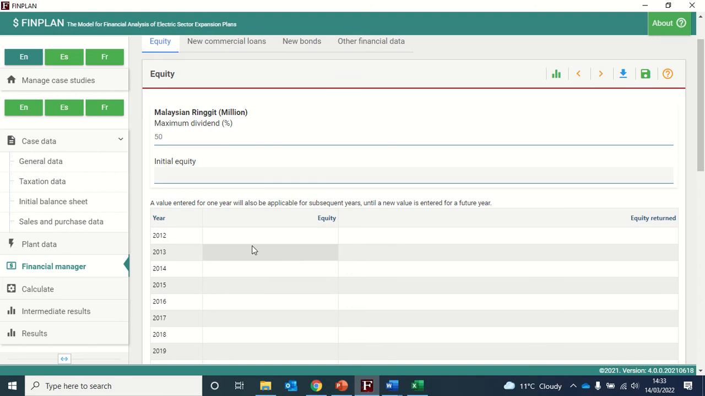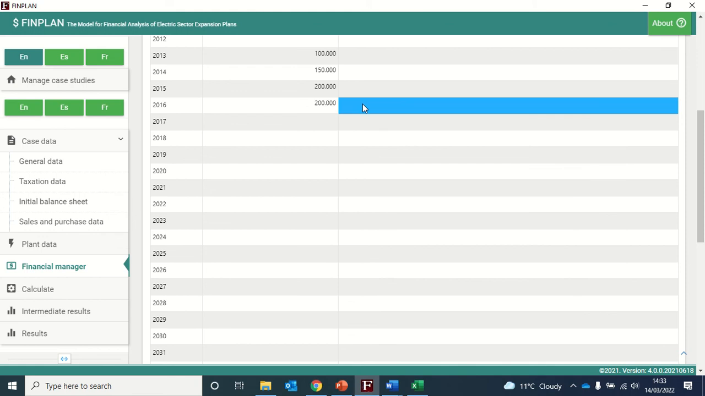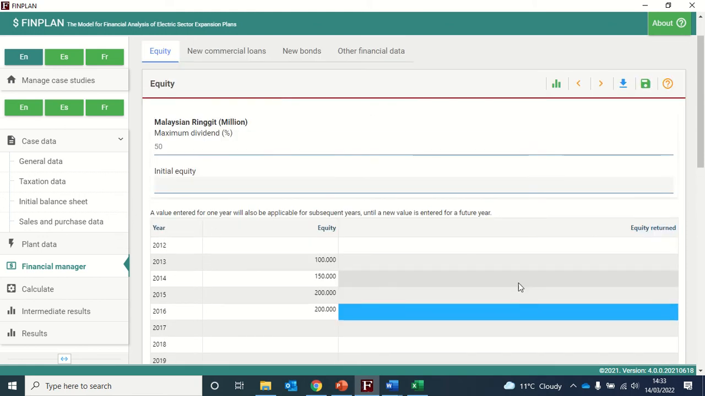So we'll put in 100 for the year 2013, 150 for 2014, and 200 for 2015 and 2016. So your screen should look like this after inputting the data.